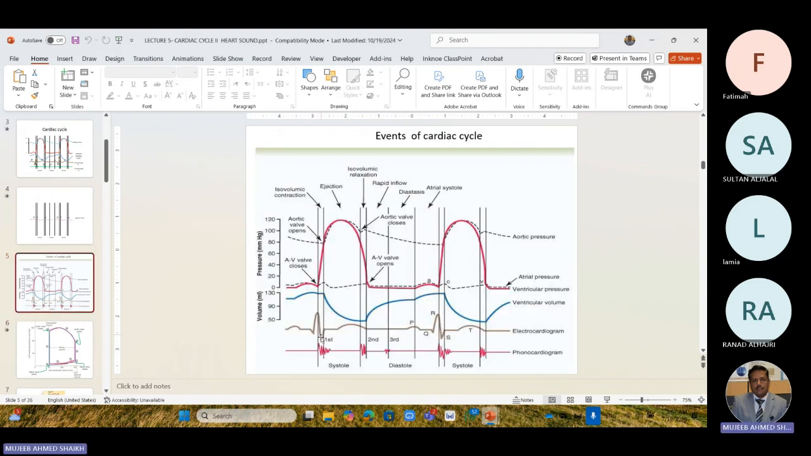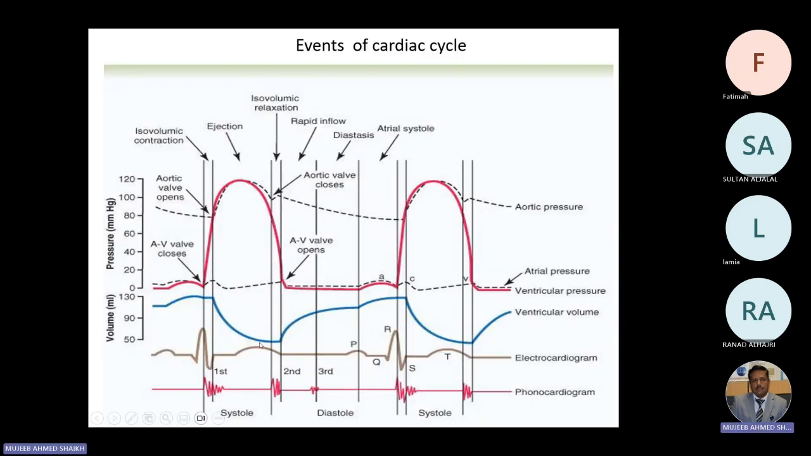This diagram is also the same. In this diagram, I am showing you what mechanical events are happening during the cardiac cycle and what electrical events are happening in the cardiac cycle. Only one electrical event is shown in the cardiac cycle, that is the electrocardiogram, ECG.